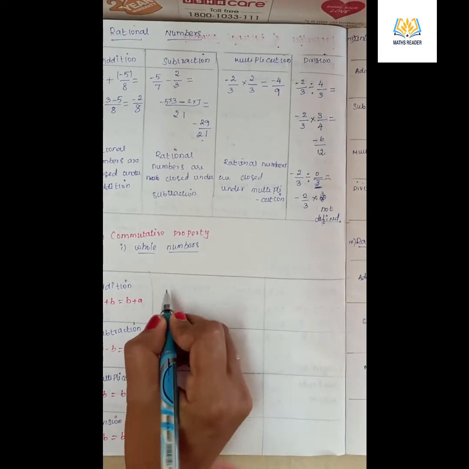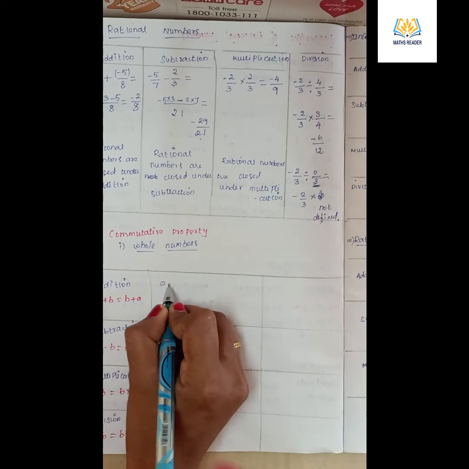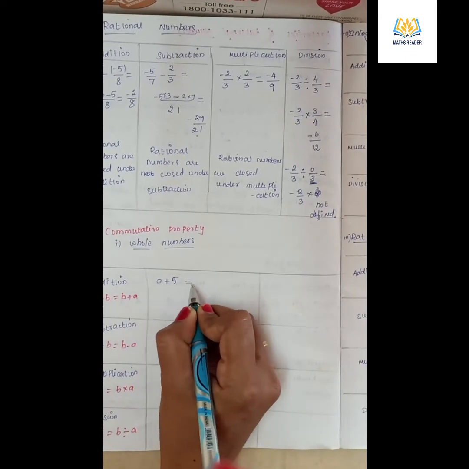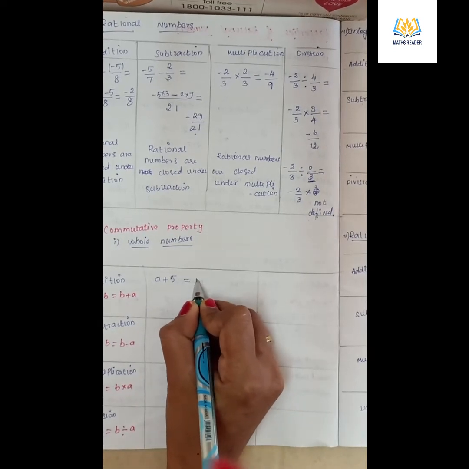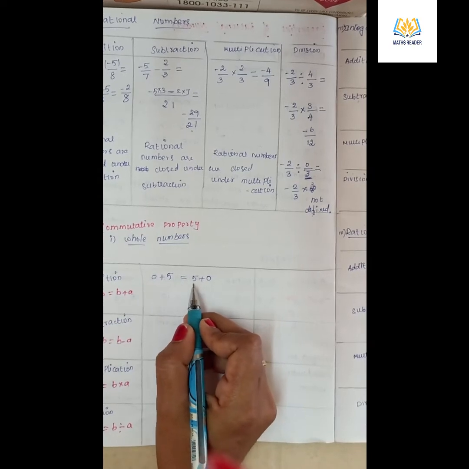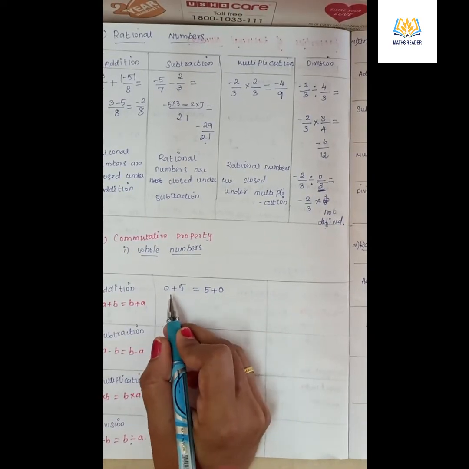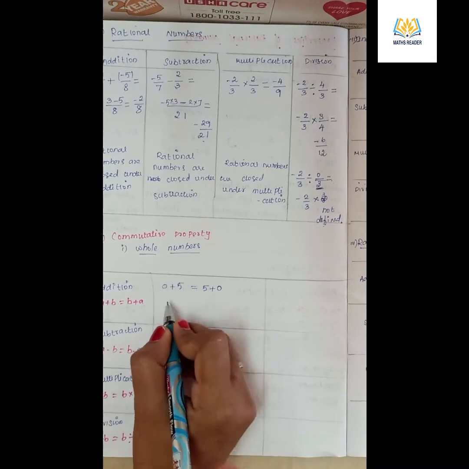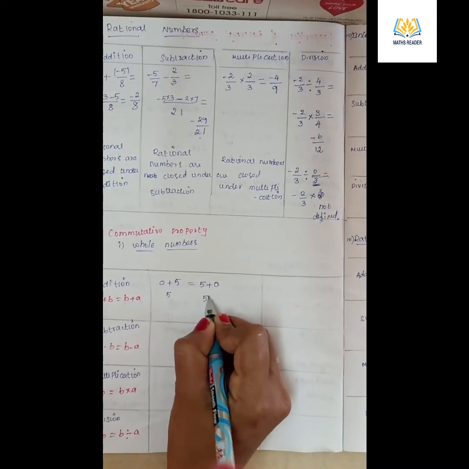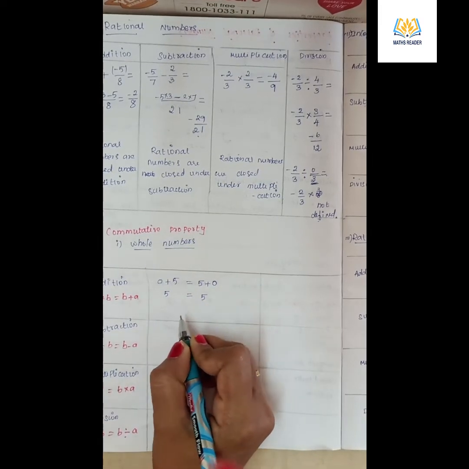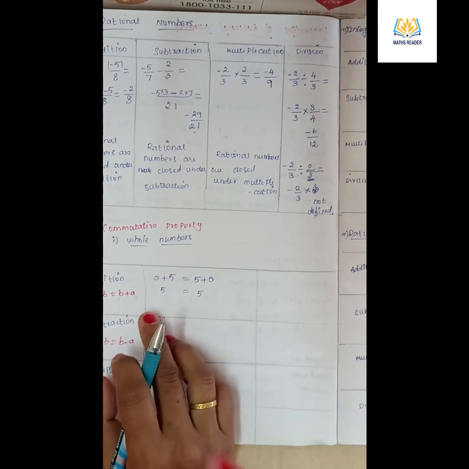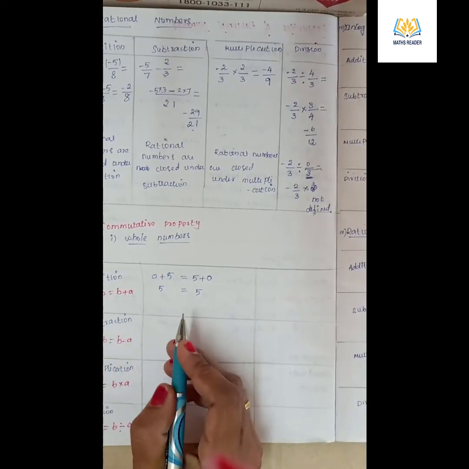We'll check for addition. 0 plus 5 is equal to, we can write 5 plus 0. Here we change the order of the operands. 0 plus 5 is equal to 5 plus 0. What is the answer? 0 plus 5 is equal to 5. 5 plus 0 is 5. So the answers are equal. So addition is commutative. The addition satisfies the commutative property.